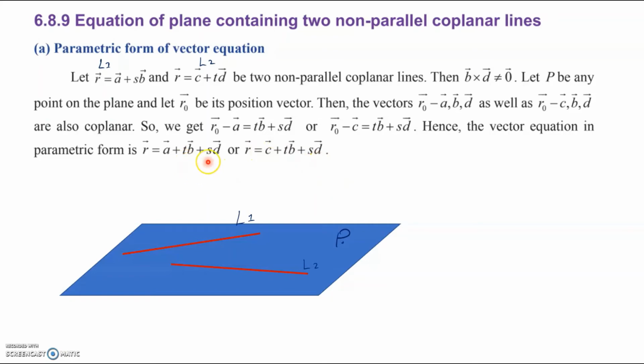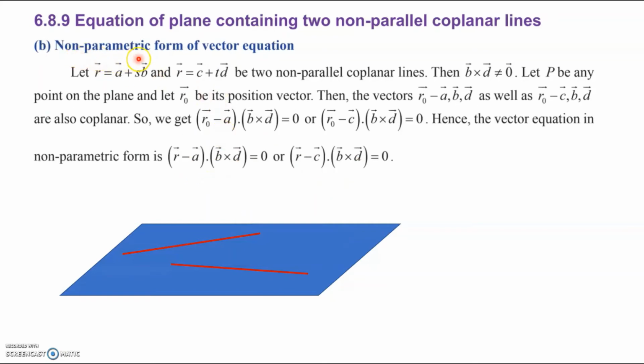So here our T and S are scalar quantities. Now for the non-parametric form of the vector equation. We will consider the same lines L1, L2 with vectors A, B, C, D as in the previous case. We will also prove that B cross D is not equal to 0. Then let P be any point on the plane and R vector be its position vector. Then, as we have seen in the earlier case, these vectors are all coplanar.